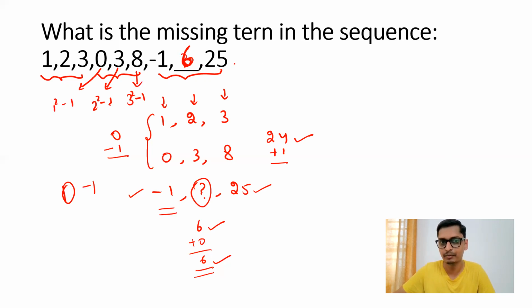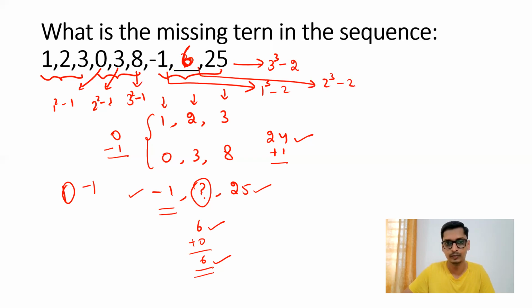And if you look at 25, how much lesser is it compared to 3 cube? 2 lesser. So this will be 3 cube minus 2. You get 25. So you have minus 1 here. So this will be 1 cube minus 2, right? So 1 cube is 1, 1 minus 2, you get minus 1. So this one must be 2 cube minus 2, right? 2 cube minus 2, you get 8 minus 2 is 6, right? So this is another way to solve this problem, right?